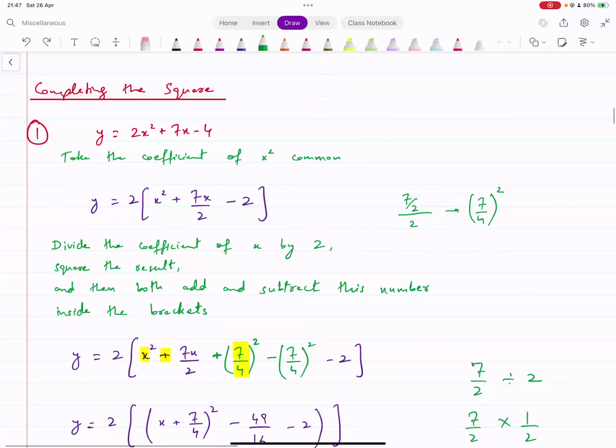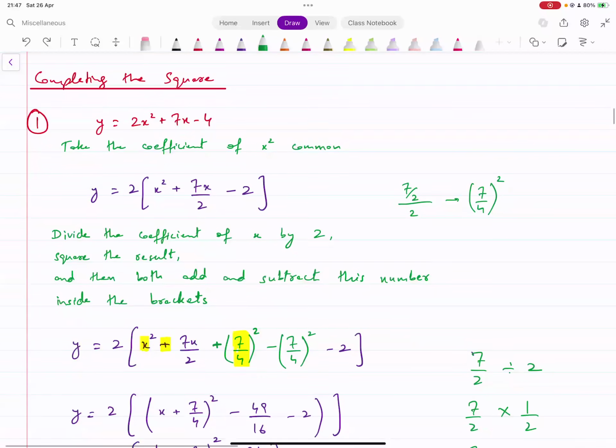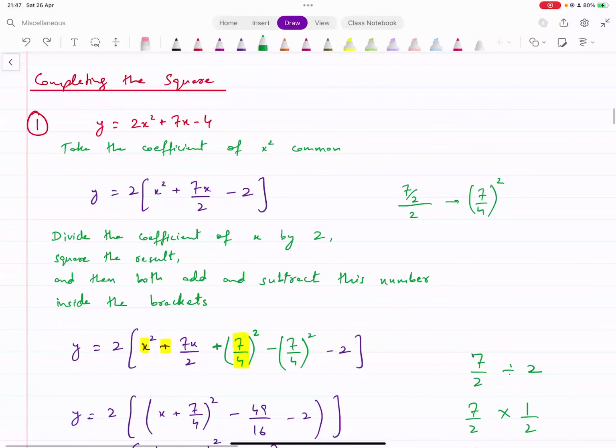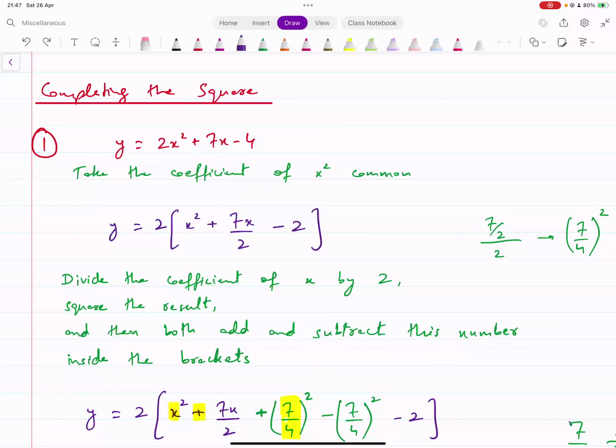Now, there's another method that you need to know. That's completing the square. Sometimes they will specifically ask you to complete the square for a function. Now, how will that work? This is the standard method that most of you would probably be familiar with for completing the square. Let me go through this first.